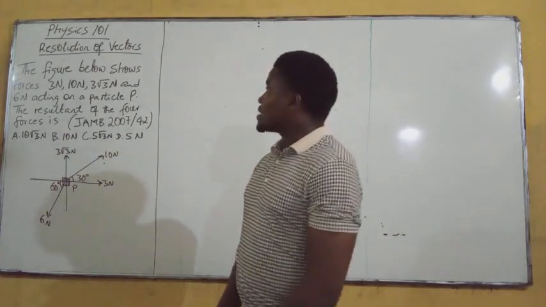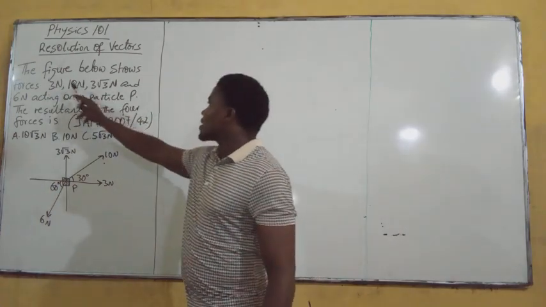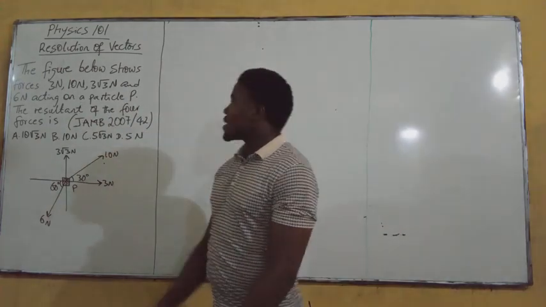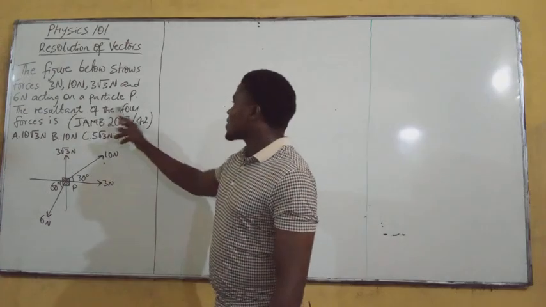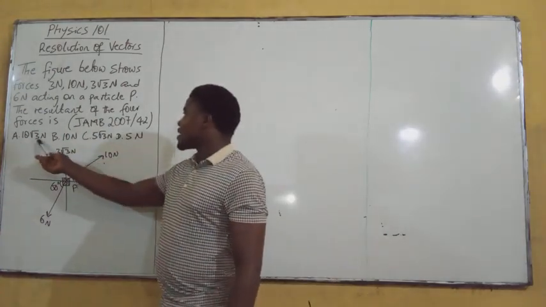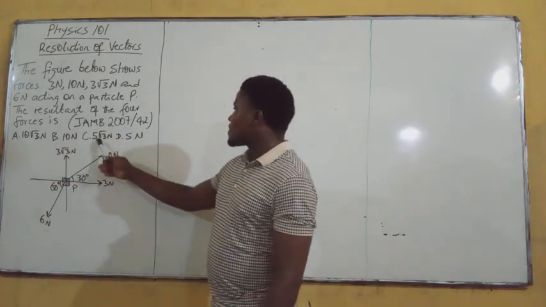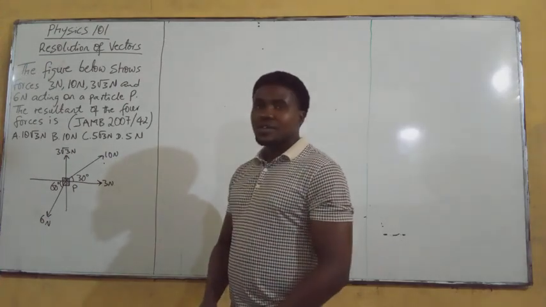And the question says, the figure below shows forces 3 Newton, 10 Newton, 3 root 3 Newton, and 6 Newton acting on a particle P. The resultant of the four forces is option A, 10 root 3 Newton, option B, 10 Newton, option C, 5 root 3 Newton, and option D, 5 Newton.